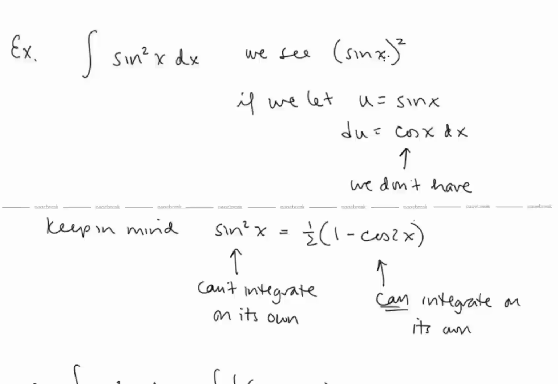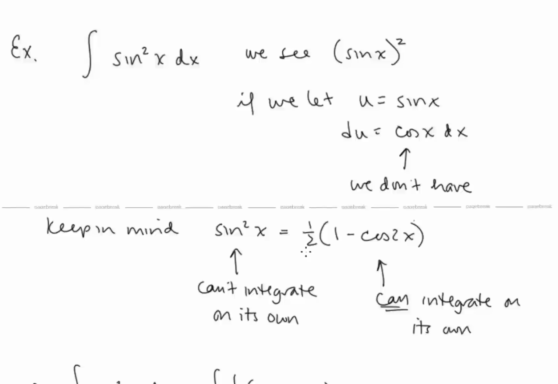So we see a composition and we think about letting u equal sine x, but then du would be cosine x dx, and we don't have that. And we can't replace sine squared x by 1 minus cosine squared x, because then we'd be stuck with 2 copies of cosine x, and that's not going to work either. So we need to have a different solution here. So this is where this identity comes into play.